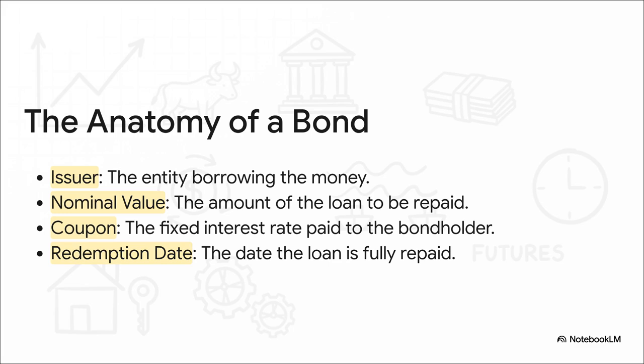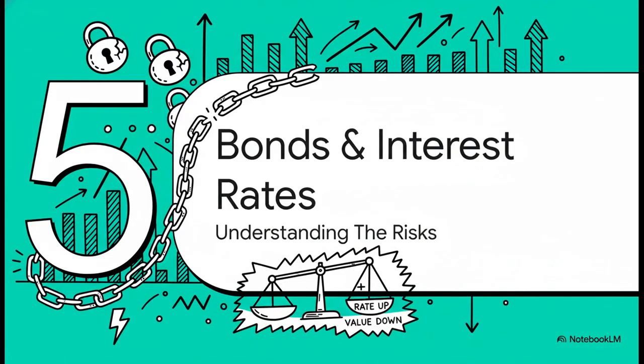You've got the issuer, that's who's borrowing the money, the nominal value, that's the loan amount they'll pay back at the end, the coupon, think of that as the fixed interest they pay you for lending them the money. And finally, the redemption date. That's the day you get your original loan back. But, holding a loan, even one you can trade like a bond, isn't risk-free. Now that we know what a bond is, let's look at the single biggest thing that can change its value before it's due to be paid back.